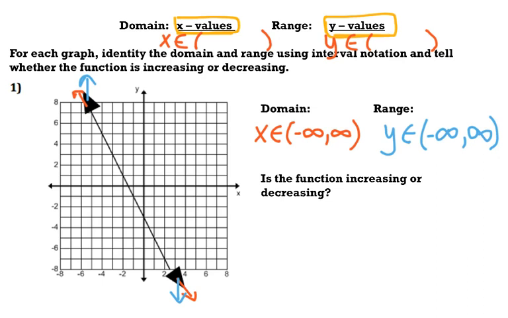Now lastly, is the function increasing or decreasing? Really, that's just saying, is this going to have a positive or a negative slope? Notice as we go from left to right across this graph, and I'll do this arrow in yellow, what's happening with our line? It's going down, so that's going to be decreasing.